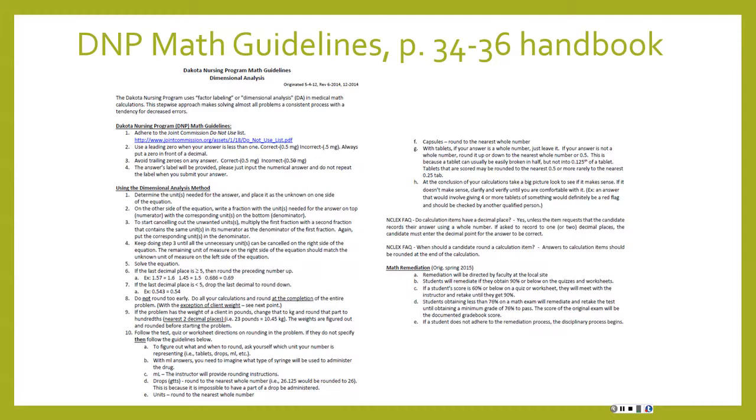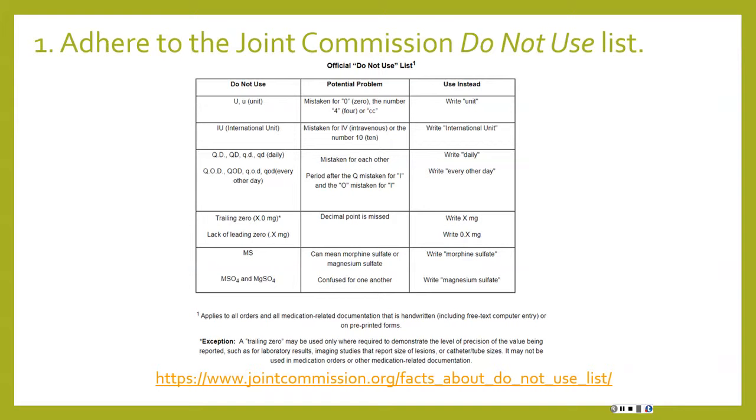Today we're going to basically just be going over the math guidelines, and so if you want to look at your handbook, this can be found on pages 34 through 36 of your Dakota Nursing Program handbook, and we're going to go through them one by one to make sure that we all have a clear understanding of what each of the items means. So number 1 says that we need to adhere to the Joint Commission Do Not Use list. Most often we'll remember this when we think of insulin.